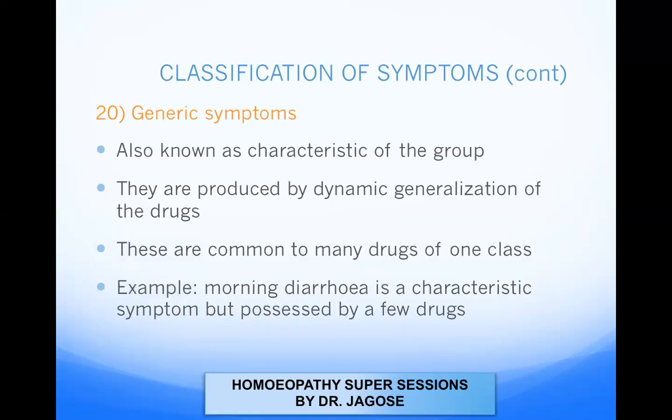Generic symptoms, also known as characteristics of the group, are produced by dynamic generalization of the drugs. They are common to many drugs in one class. Example, morning diarrhea is a characteristic symptom, but is only possessed by a few drugs.